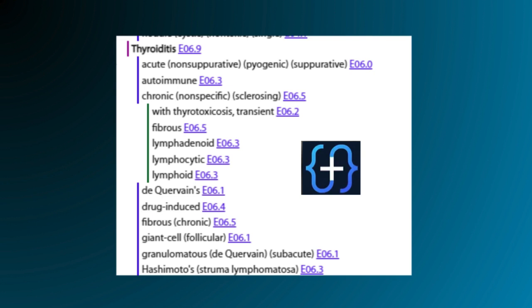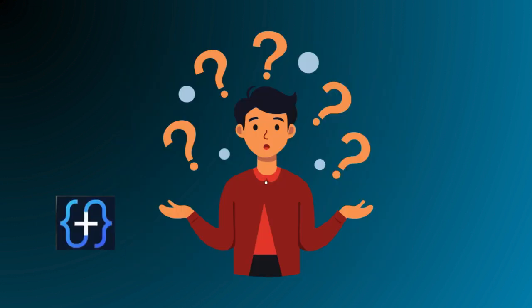The acute code comes first because the guideline states to sequence the acute-subacute code before the chronic code when coding both. That's starting to make sense. But what if the chronic thyroiditis is specified, like Hashimoto's thyroiditis?